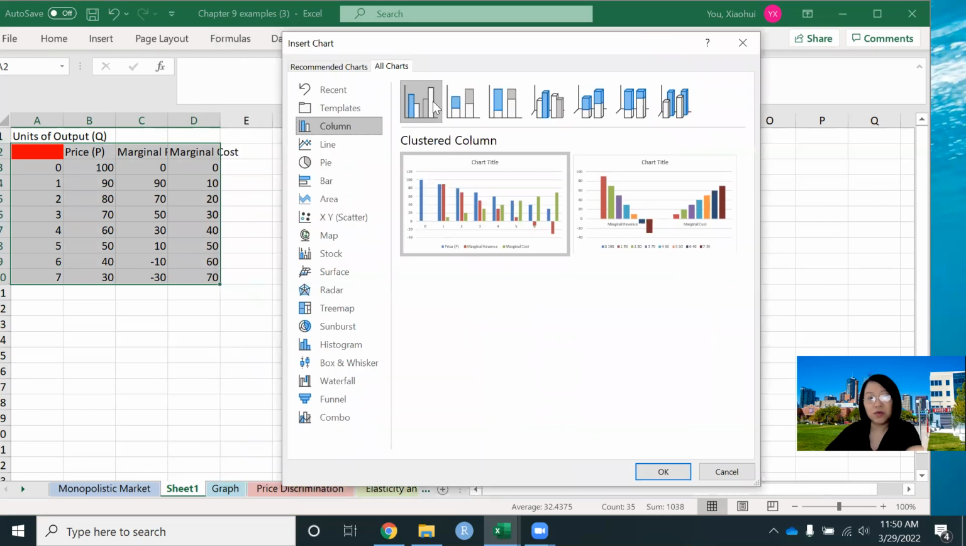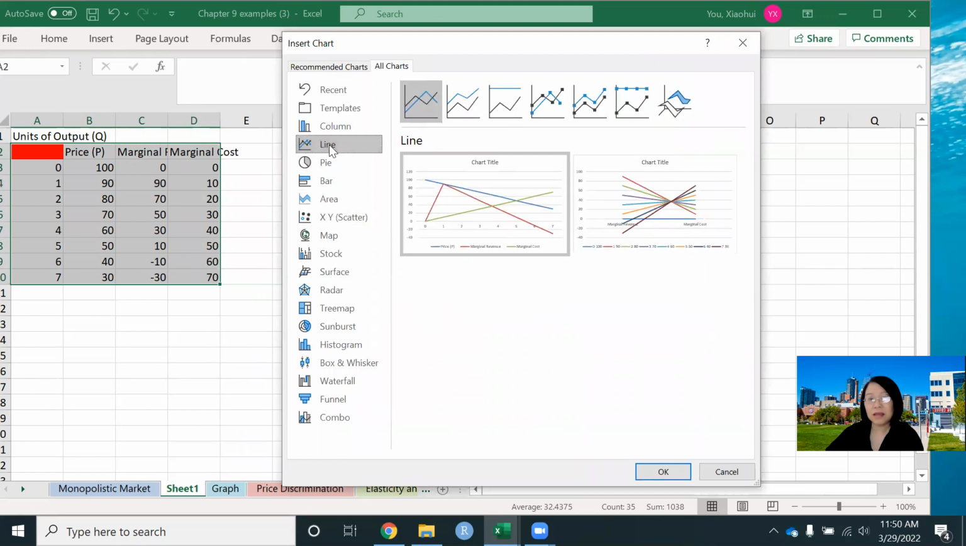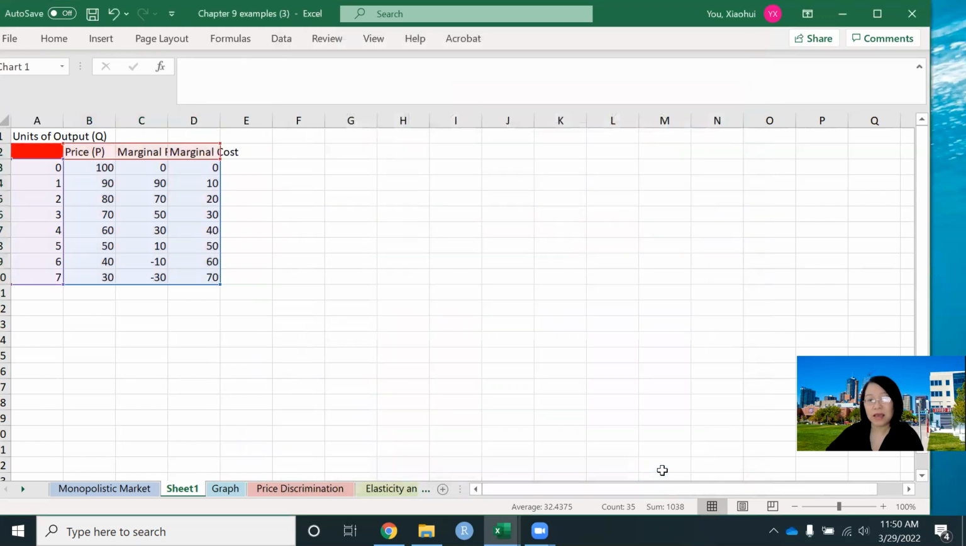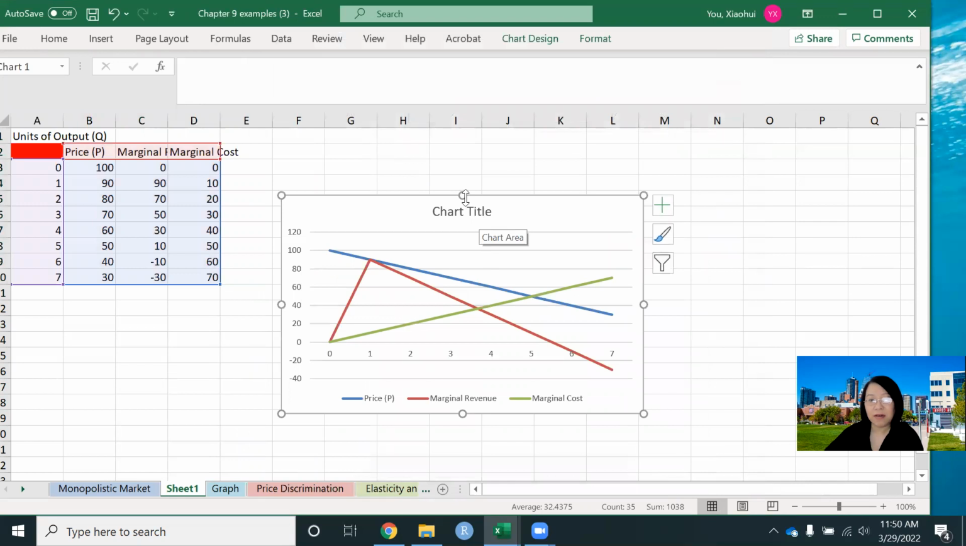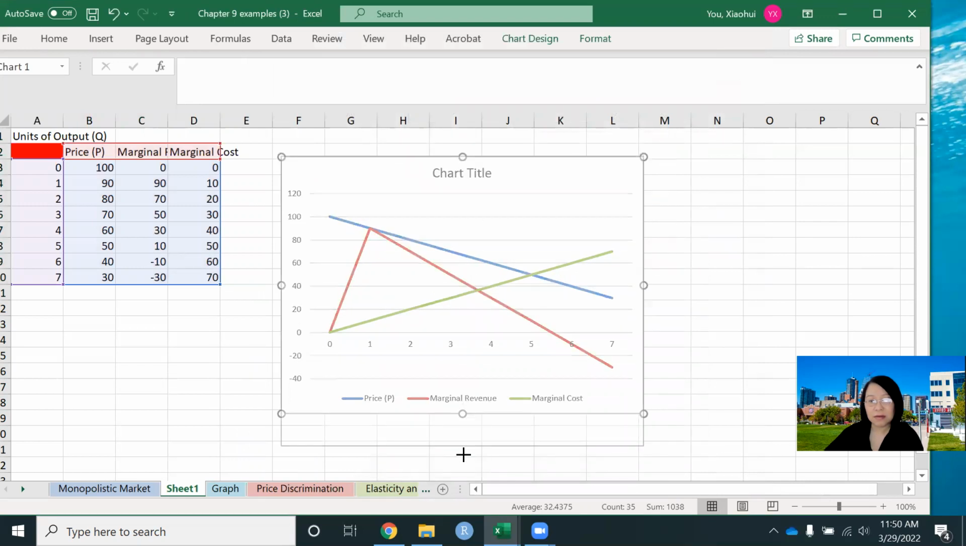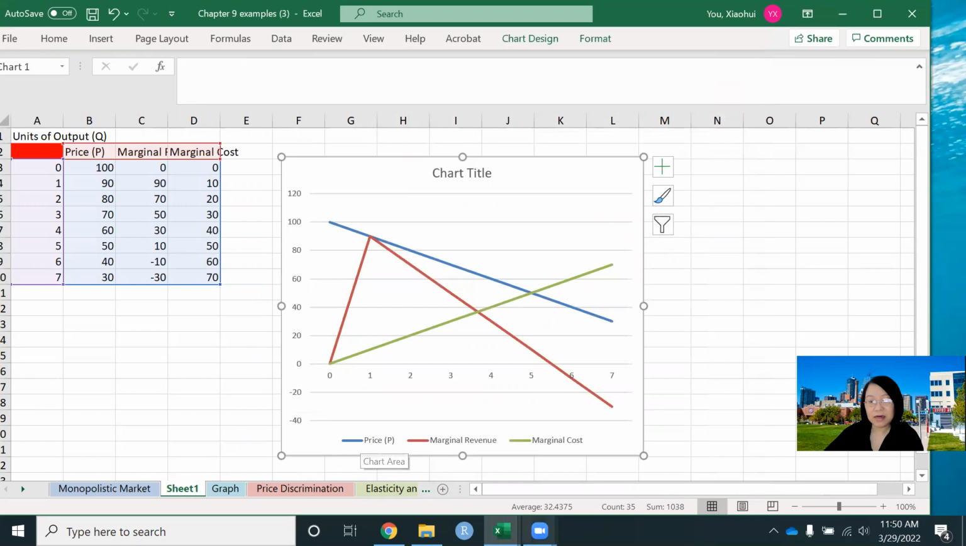For these charts, since we have more than 2 variables, it doesn't matter. You can still use the XY scatter, or you can just directly insert a line graph. I normally just insert a line graph. Okay, you see, this is the line graph. And then I have price here, marginal revenue here, and the marginal cost here. So this is the graph.